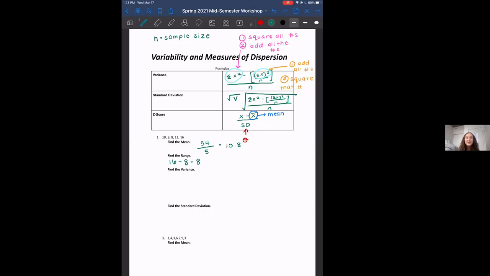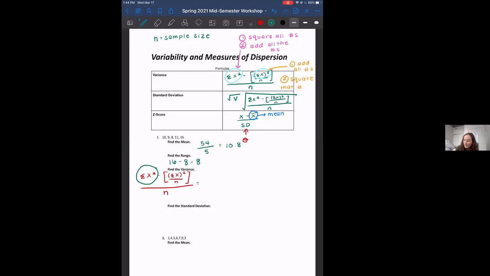Okay, so now we're going to find the variance. So we wrote the formula for variance already. We said it's the sum of x squared minus, in parentheses, the sum of x, squared, divided by n, the whole thing divided by n. Good. Okay, so what should we plug in right here? So we'll do the math. So we need to square all the numbers and then add them up.